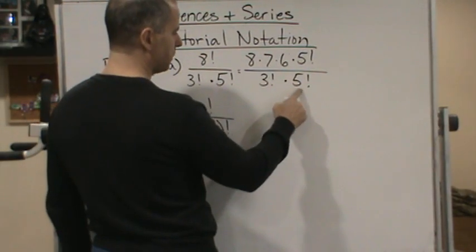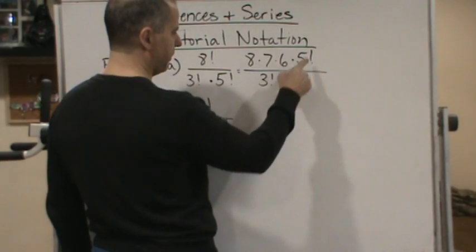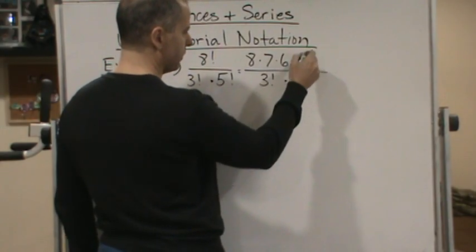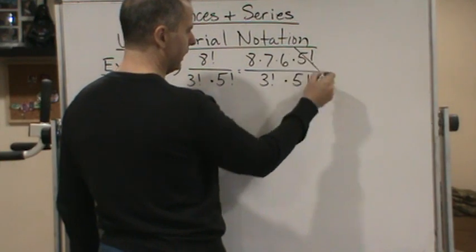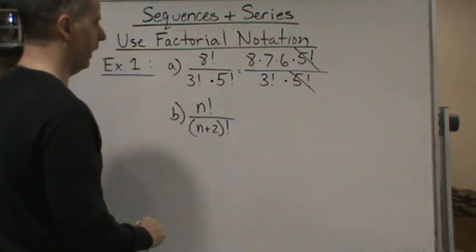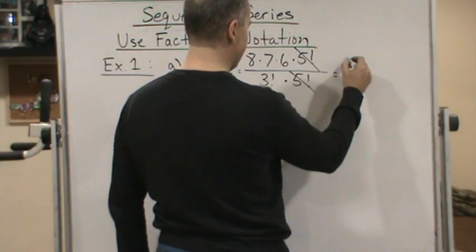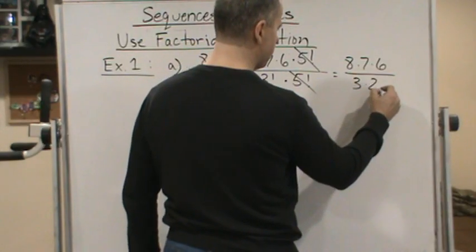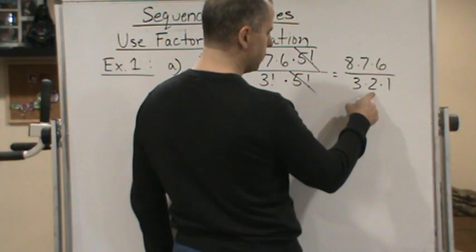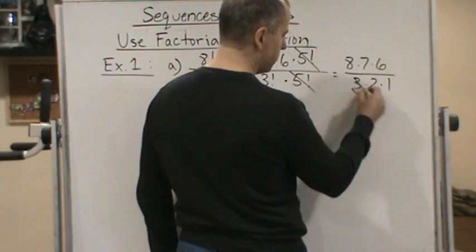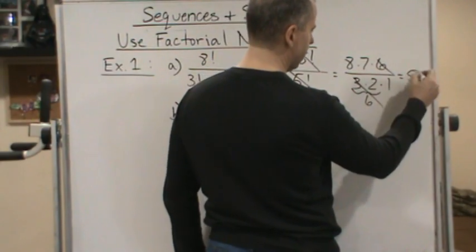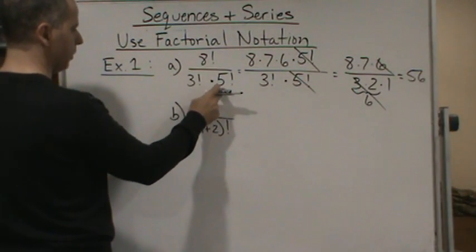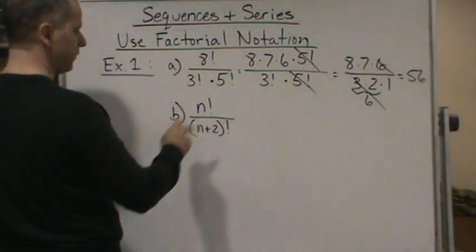Well, because this is just multiplication and this is multiplication, these are the same. This is the same product, right? 5 factorial is the same as 5 factorial, and since it's multiplication over division, we can just cancel these out, okay? And so then we can simplify this as 8 times 7 times 6 over what? 3 times 2 times 1. Well, 3 times 2 is 6, which cancels with this 6, which then gives us 56. So 8 factorial divided by 3 factorial divided by 5 factorial is 56.